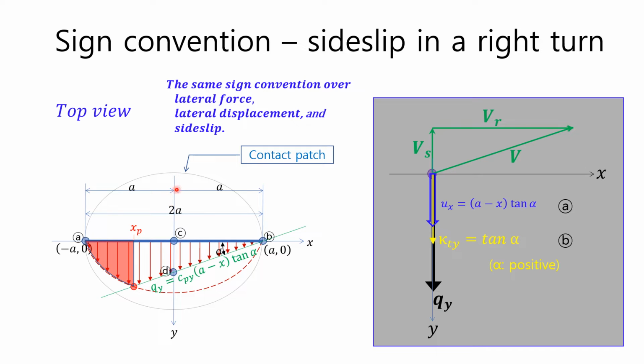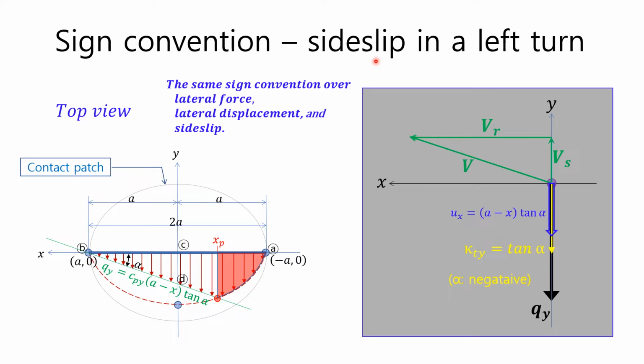Expressing this as a vector, Vs can be represented in the negative direction of the y-axis, and the Qy can be represented in the positive direction of the y-axis. Consequently, since the side slip angle during the right turn is defined as a positive value according to the left-hand rule, the displacement ux, the side slip tangent alpha, and the bristle force qy can all be represented in the positive direction of the y-axis.